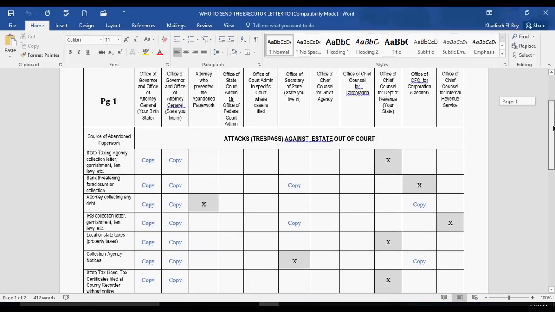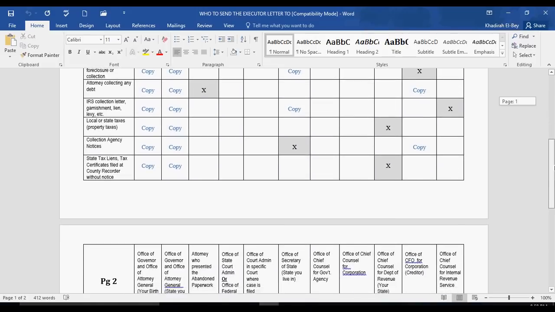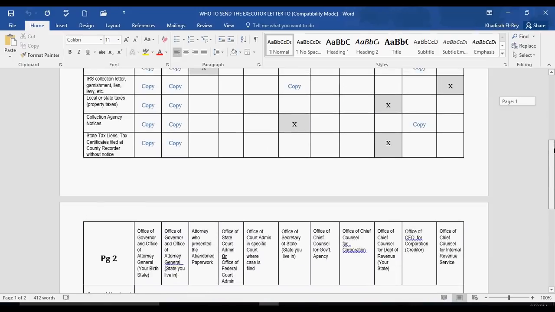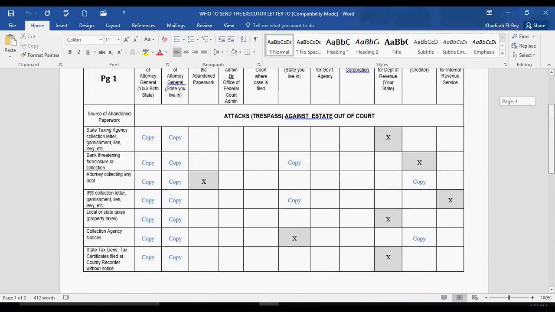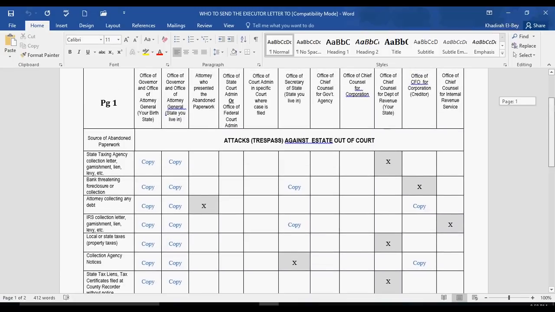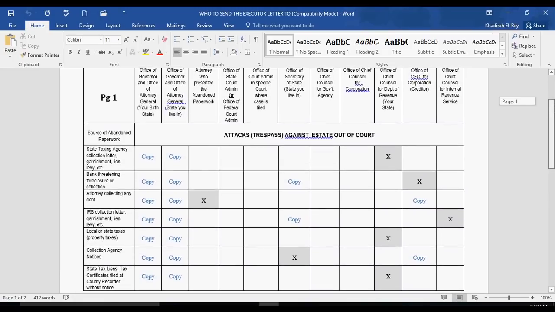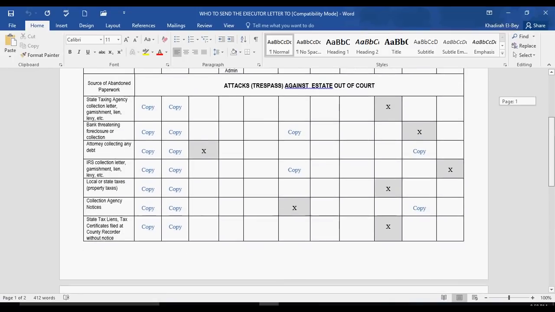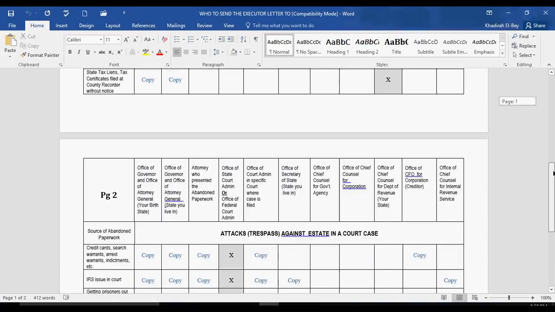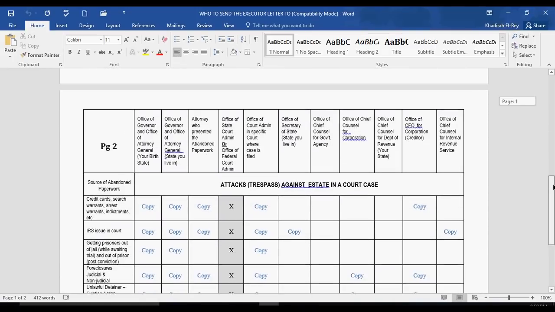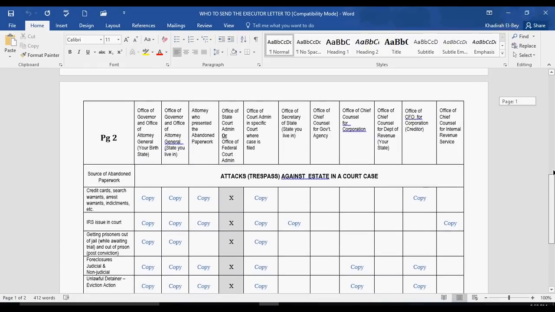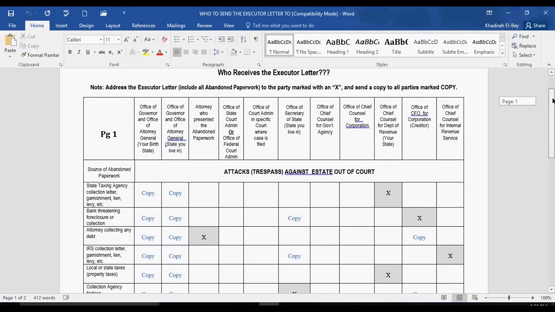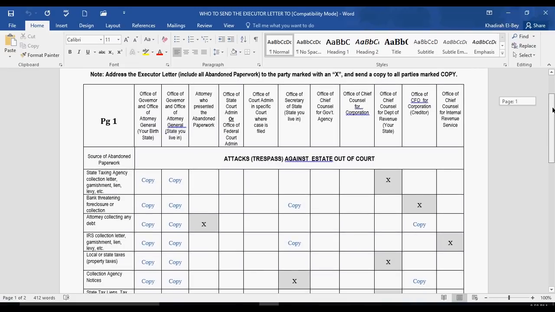Getting prisoners out of jail while waiting trial and out of prison post-conviction. Office of Governor and the Office of the Attorney General, once again, the birth state as well as the state you live in. Office of State Court Administration or Federal Administration. The Office of Court Administration of the specific court where it is filed.